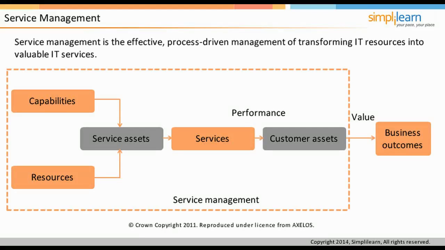Service management is the effective, process-driven management of transforming IT resources into valuable IT services. The image shows the link that has to be preserved between the desired business outcomes and the services that service management is responsible for. Let us understand the terms used in the image. Two types of assets are used by both organizations and customers. These are capabilities and resources. Capabilities are the functions used to manage services. Capabilities are intangible assets of an organization and cannot be purchased, but have to be developed and matured over time. They include people, knowledge, processes, organization, and management.